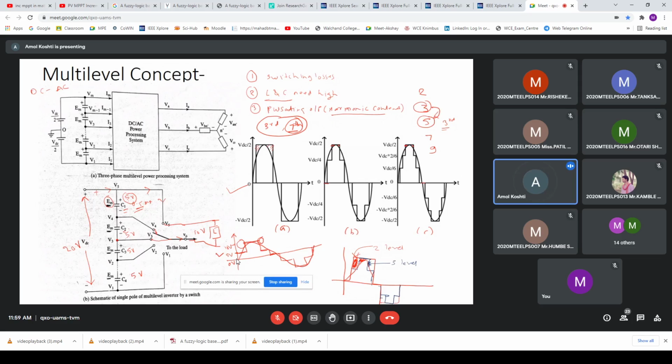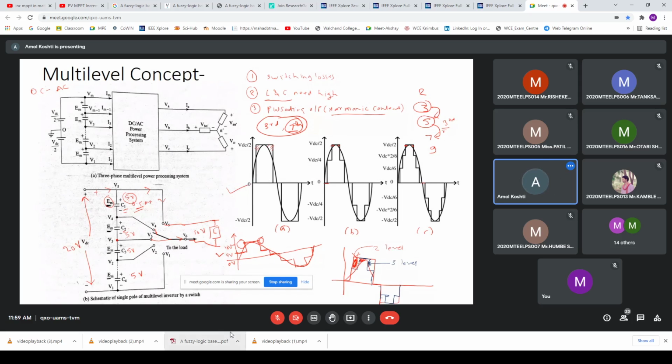Okay, and suppose if you shift from 5 to 7, maybe the third harmonic is present, but the magnitude and the contribution is very small. So in that case, based on the nature of this harmonic, again the filter size will be reduced. Even though we are shifting from 2 level to multiple levels, depending on the harmonic content in the output, we can design the filter.